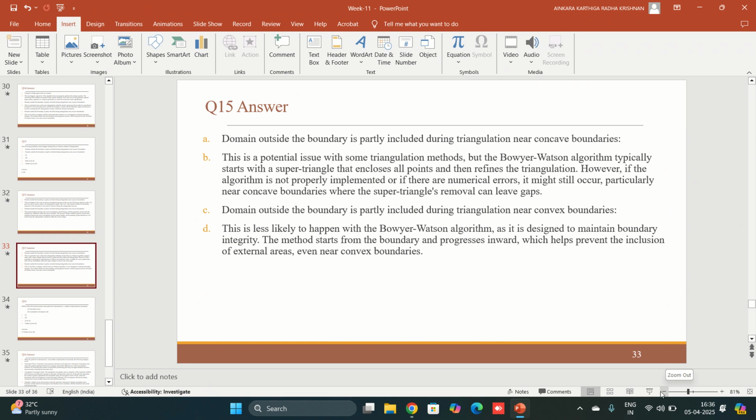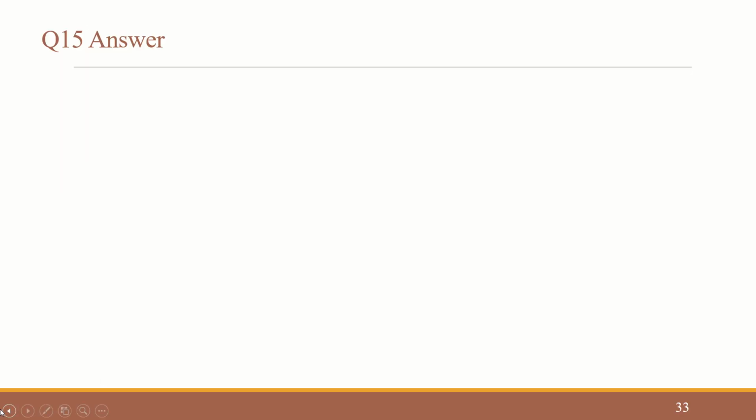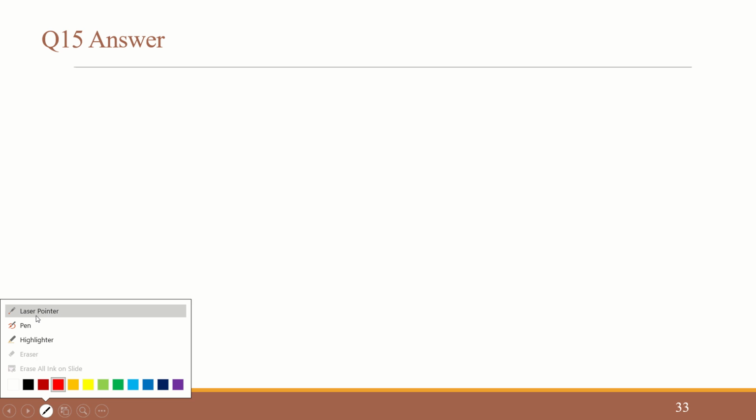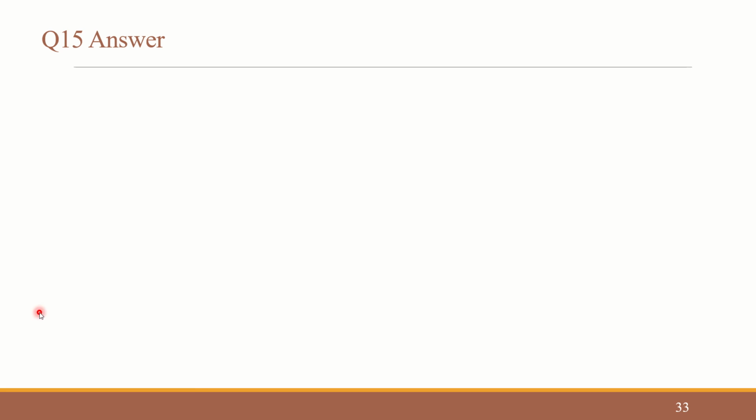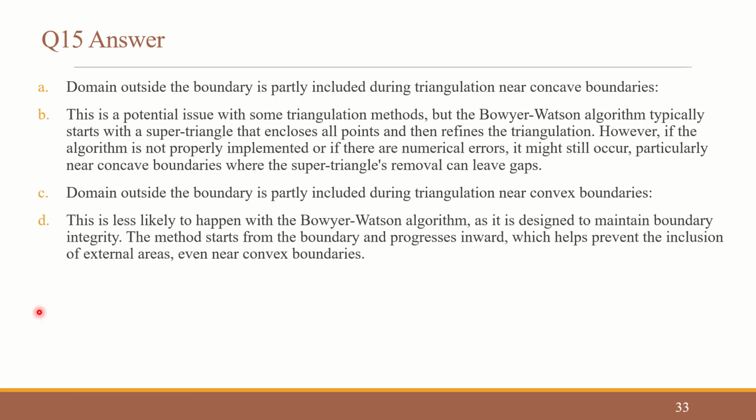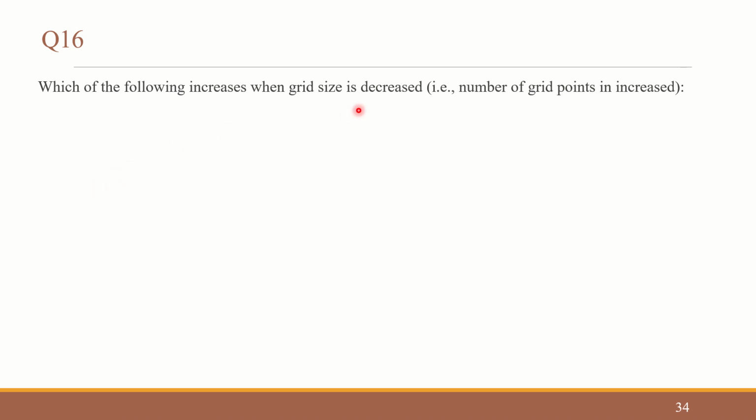Now we have a last question for today's session. Question 16, what is asked? Which of the following increases when the grid size is decreased? So when we are decreasing grid size, what does it mean? We are increasing the number of grid points. The number of grid points is increased, grid size is decreased.